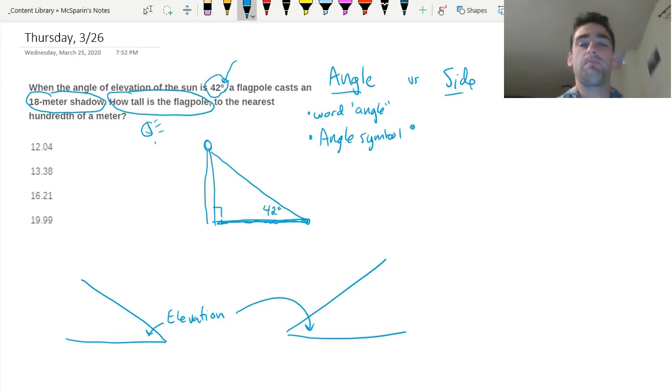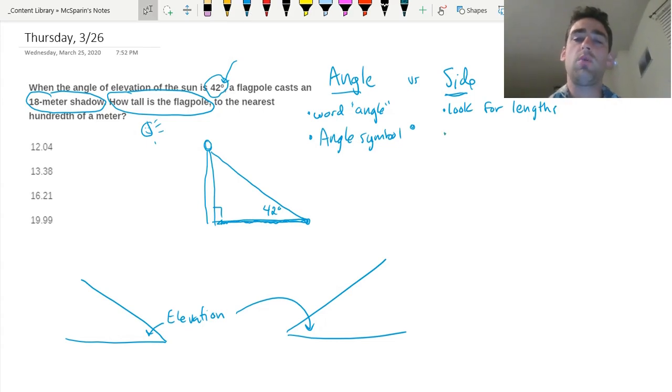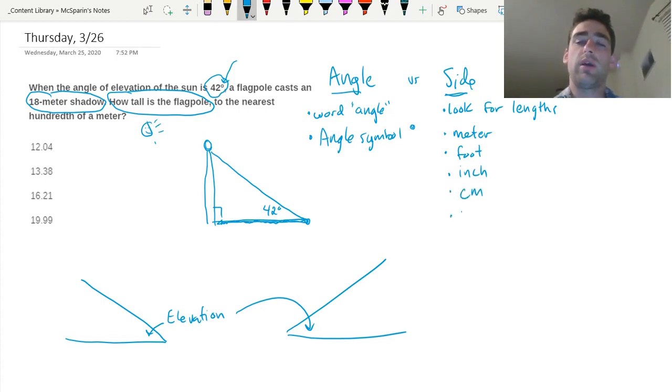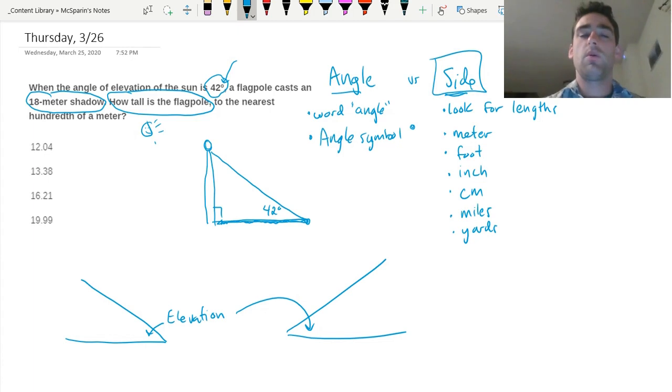42 degrees goes right there. Now, a side, we want to look for lengths. So our key words would be things like meter, foot, inch. I mean, we could keep on going here. We could have centimeters. We could have miles. We could have yards. But anytime I see those words in my problem, I know I'm going to be dealing with a side.